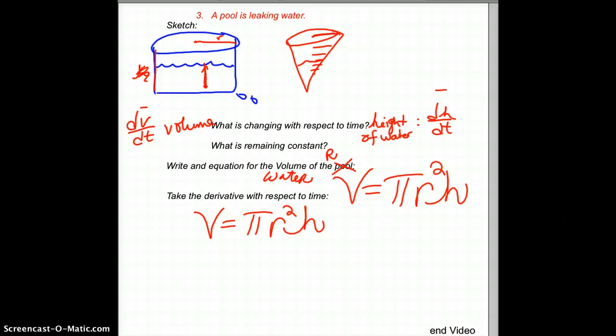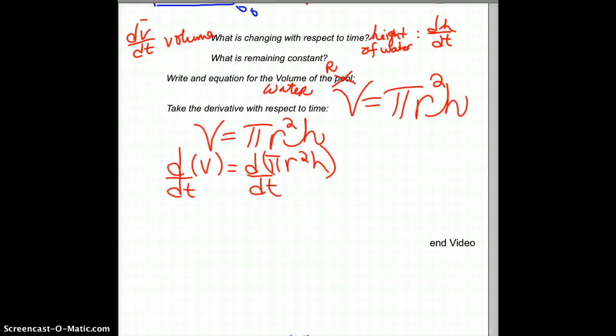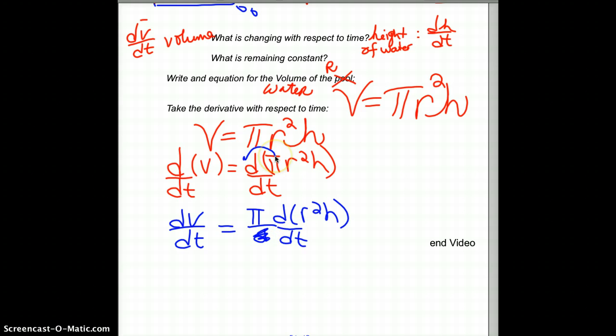What I'm now going to do is start the clock ticking. What I mean by that is I'm going to take the derivative of both sides with respect to time, and they obviously have to be equal because they are equal expressions. So I'm going to take the derivative of both sides with respect to time. So what happens here is, on the left, I get dV dt, change in volume over time, is equal to pi times d(r squared h)/dt. So that would go right here. Pi can come out front because it's a constant.